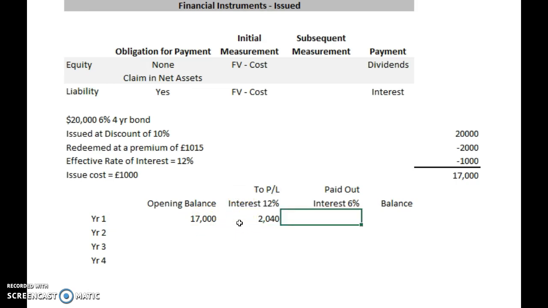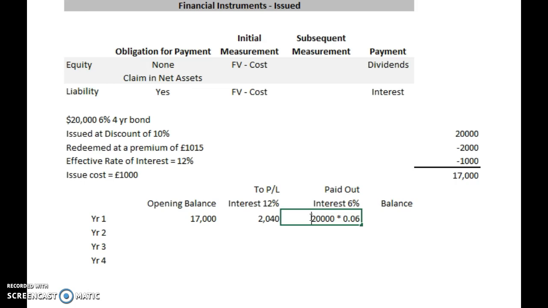Now that's different to the amount paid out to the investor. He's got a 6% bond on a 20,000 loan. So he's going to get 20,000 times 6%. And that's not going to change. That's going to be the same every year. He gets the same coupon.